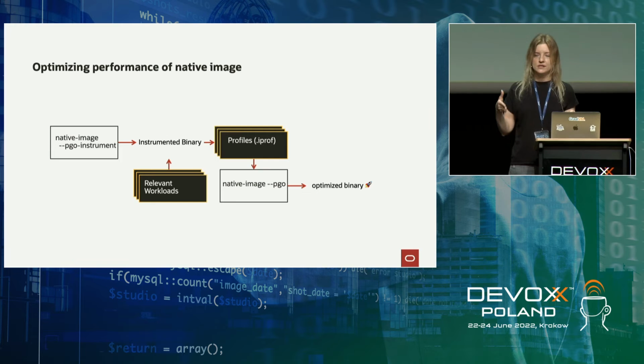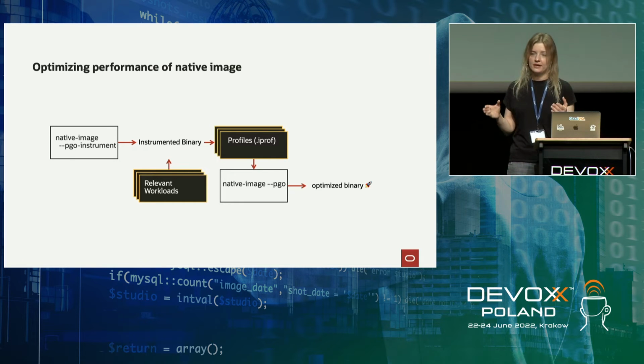Because code execution on the JVM is dynamic. So the JVM looks at how your application behaves and what exactly it does, and it can adjust on the go depending on what the application is doing. And this is what makes JVM so powerful in terms of peak performance, right? Because it can adjust on the go and make decisions about optimizing your code on the go. But what about native image, right?